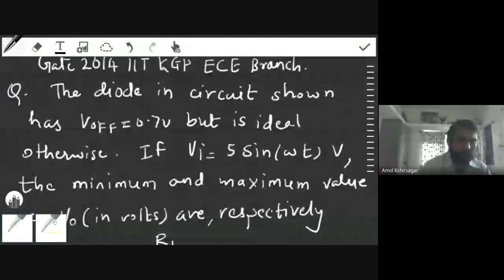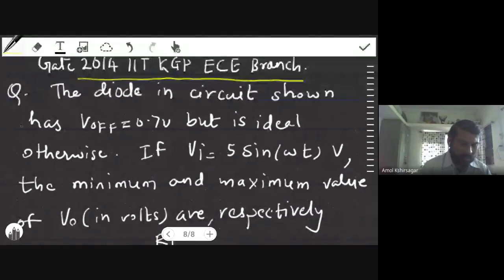So, in today's class, I'll take a small problem that is from GATE 2014, IIT Kharagpur, from Communication Engineering branch. So, here we are going to take this problem today.